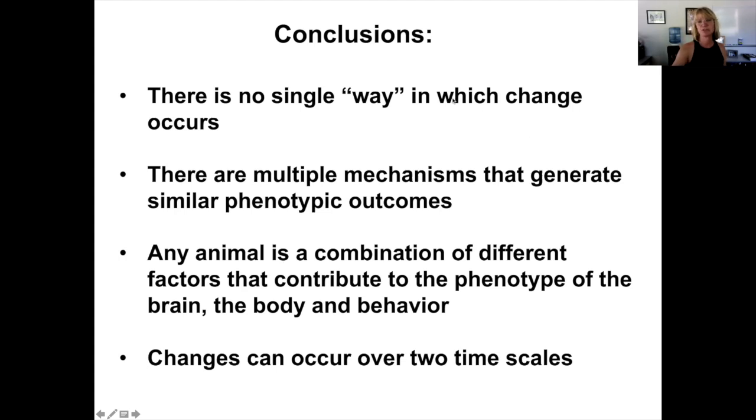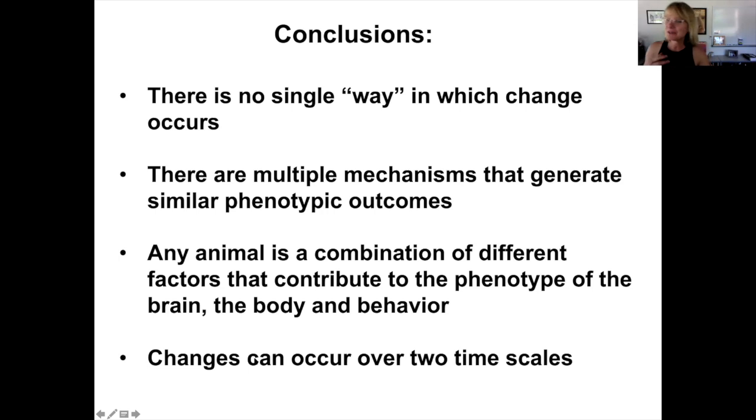When I was first starting out as a graduate student, I would think of what is the way you increase the number of cortical fields? What is the way in which you can increase the size of a cortical sheet? There are multiple mechanisms that generate similar phenotypic outcomes. And any animal is a combination of different factors that contribute to the phenotype of the brain, the body, and behavior, a combination, hence my title.